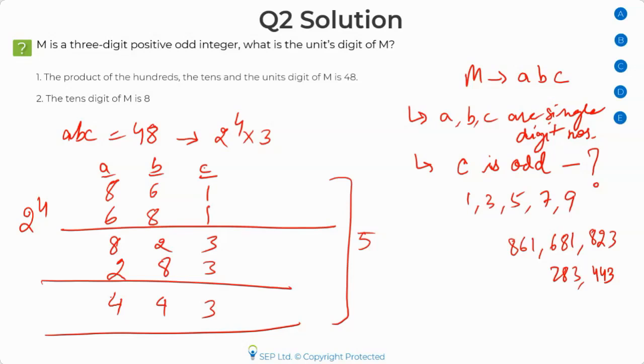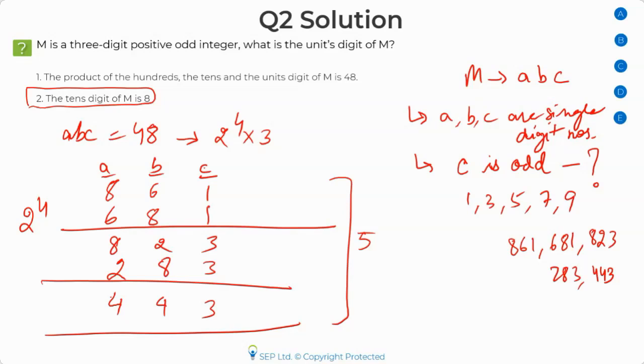Now clearly statement 1 is not sufficient because there are multiple values of C which are possible. C can be 1, C can be 3 as well. So there are 2 possible values of C, and I cannot answer this question from statement 1. Okay, let's look at statement 2. Statement 2 alone only tells me about the tens digit of M. Again, many people are not able to disassociate themselves. This is another big mistake that people make in DS. They're not able to disassociate themselves from the information in statement 1.